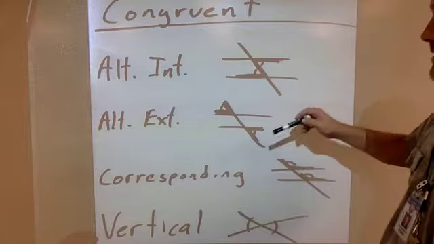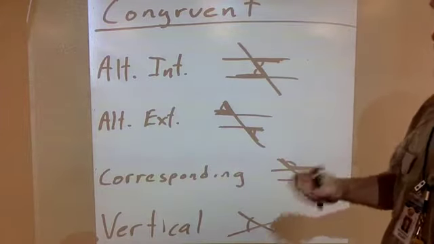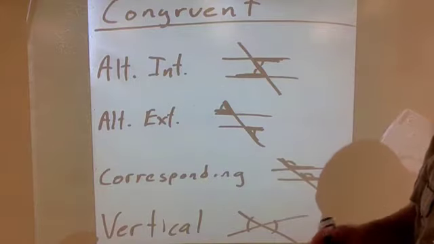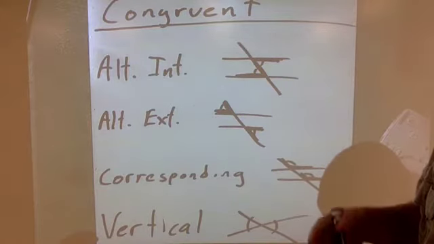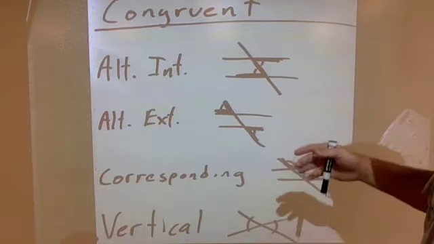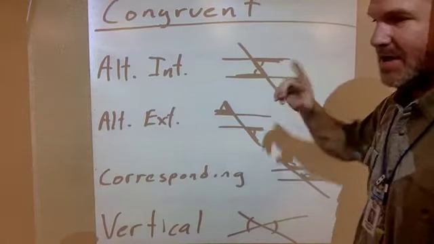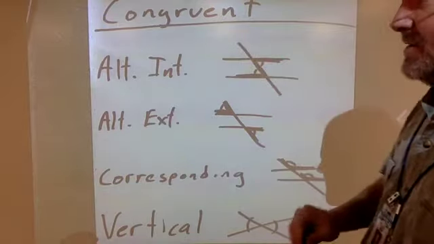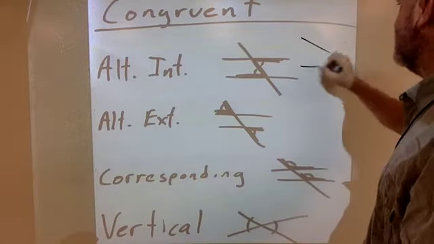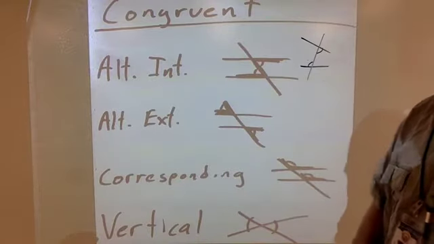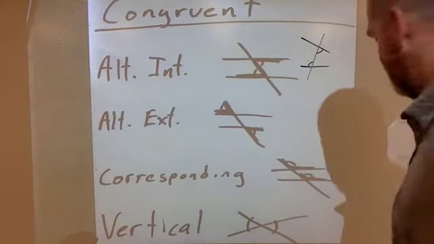You could have alternate interior, assuming that your lines are parallel. That's why I had you copy down the definitions, the theorems, and the postulates yesterday. It says if these two lines are parallel. Remember, on day 1, I showed you what alternate interior angles were with lines like this. These are still alternate interior angles. They're just not equal because these two lines aren't parallel.